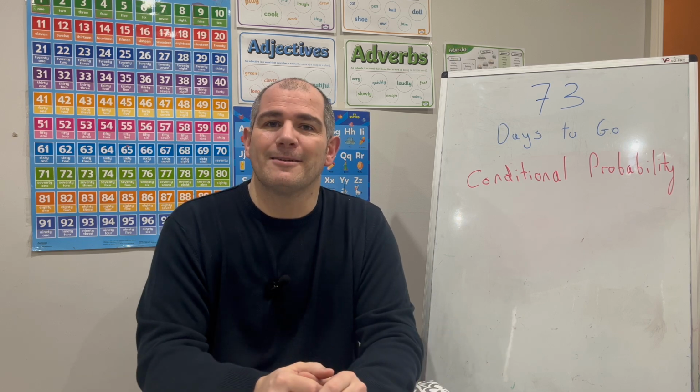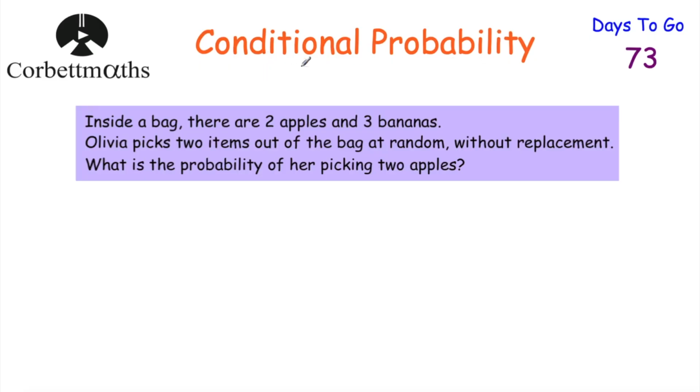So let's get started. Today we're going to be looking at conditional probability, and this is sometimes called dependent events. We've looked previously at independent events, and that's where whenever one event happens, it doesn't impact the probability of the next event happening. Conditional probability is where whenever the first event takes place, it changes the probabilities of what happens in the next event.